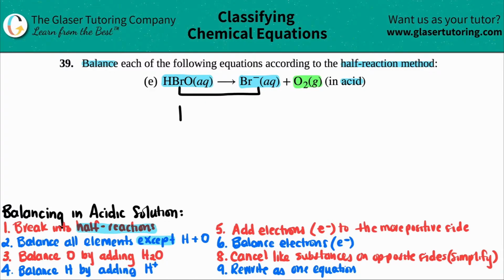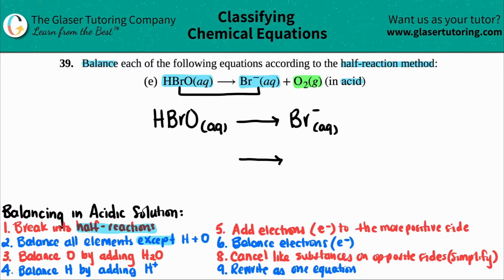I have HBrO, and that's aqueous, and that will go to Br minus. And now I have another reaction in which I have a yield sign, and O2 is on this side. But don't worry, because we will be able to add something here in the upcoming steps. So our first part is done. Now, let's go to the next step.